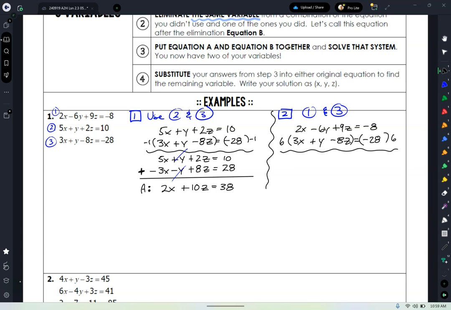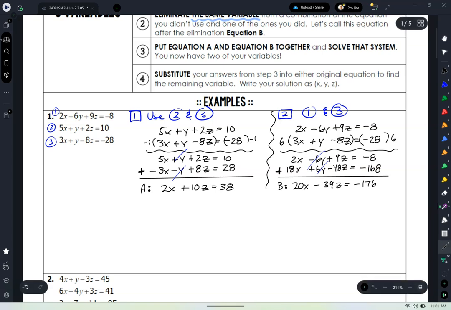And then rewrite your problem, add them straight down, and get your equation B like I have equation A there. All right, go ahead and do that. You end up with equation B, 20x minus 39z equals negative 176. Did you get that? Yes? Let me see around the room who got that. Good? Okay, good.